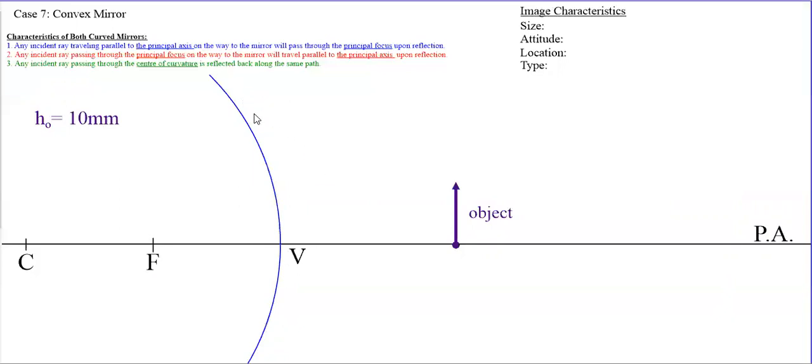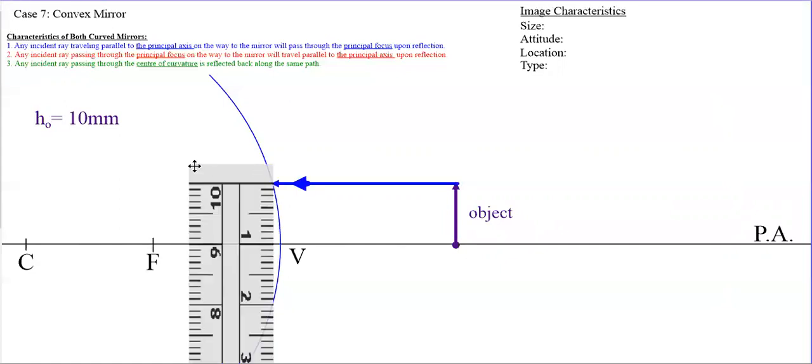The reflecting surface is on this side where my mouse is, compared to your concave mirrors where the reflecting surface is on the cave-in side of the mirror. So again, with your convex mirror, your center of curvature and your principal focus are on the opposite side of the reflecting surface. Now I have my object over here. Let's get to the 3 rules. The 3 rules basically say any incident ray traveling parallel to the principal axis. Same rules apply.